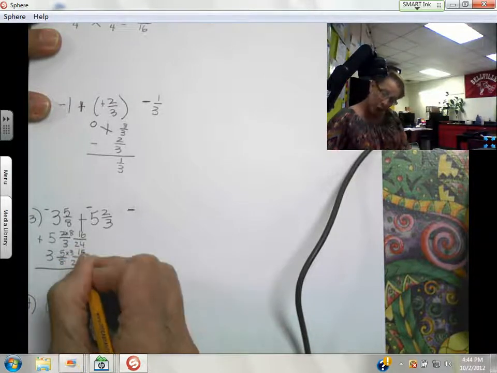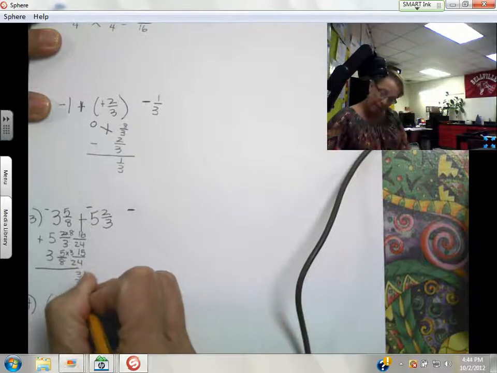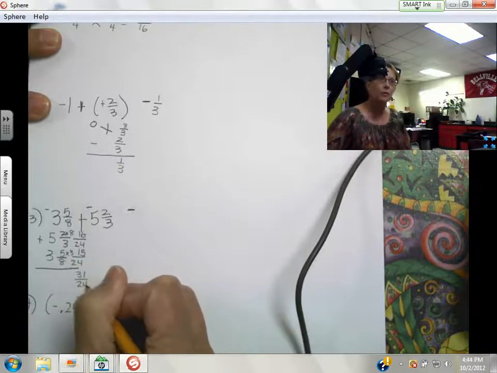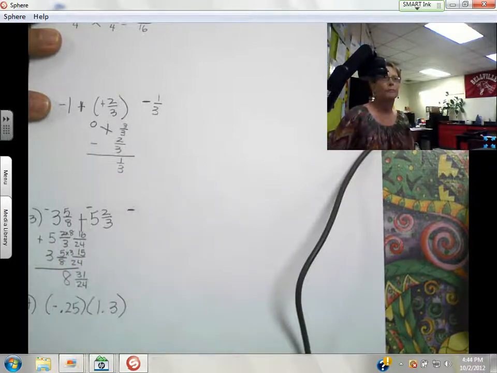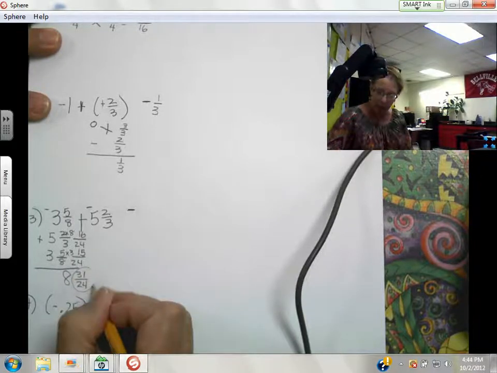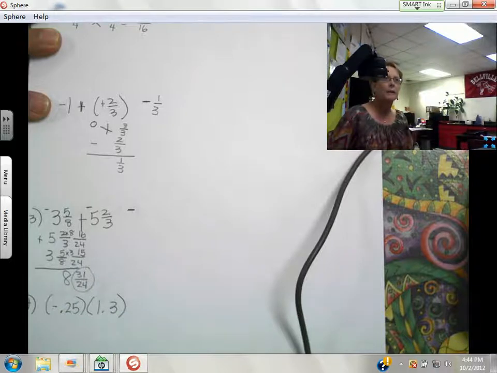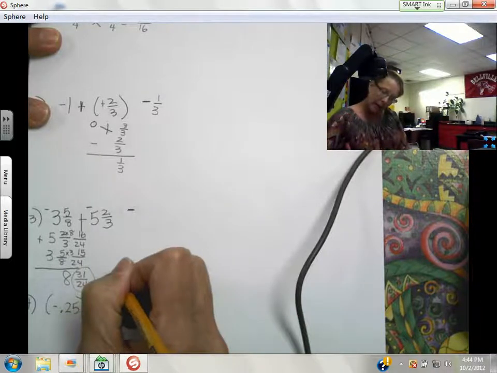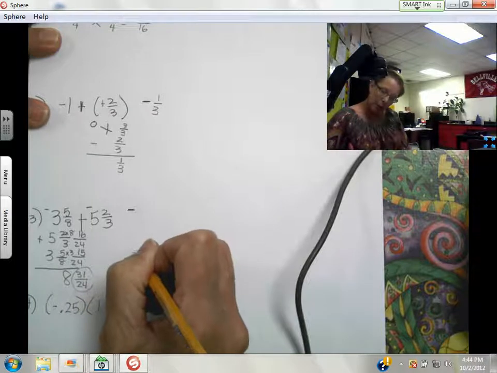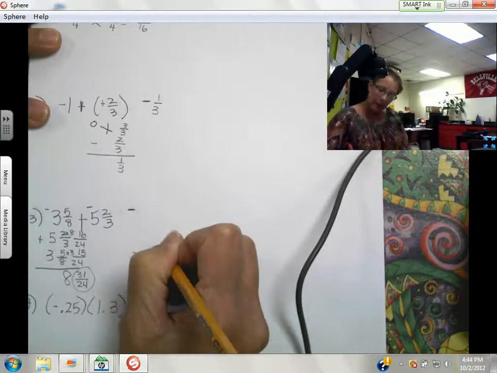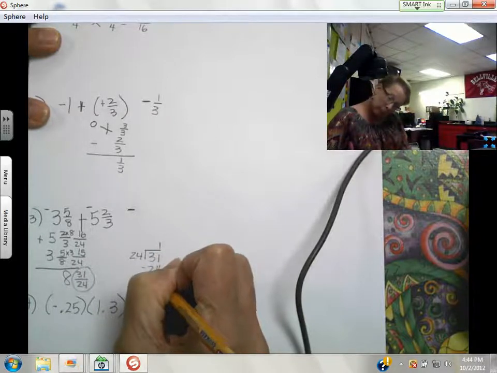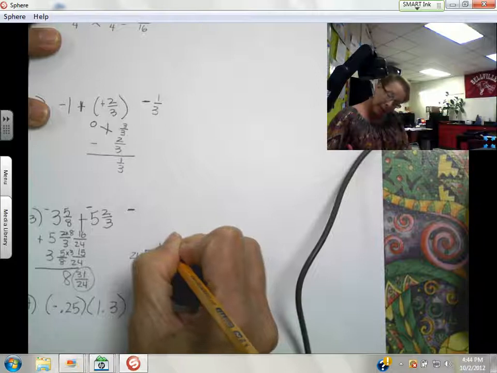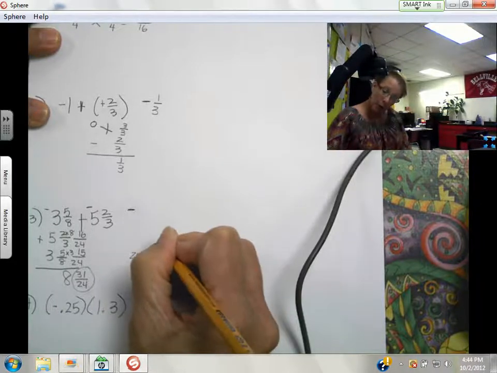Let's add our numerators. We get 31 over 24, and then 5 plus 3 is 8. What's wrong with my answer? Yeah, we've got an improper fraction. How do we take this improper fraction and make it a mixed number? We have to divide. So I'm going to divide 24 into 31. It goes one time with 7 left. So it's a 1 7/24.